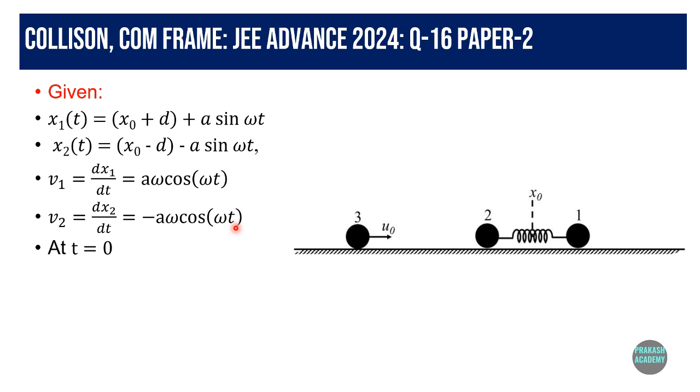So we have to find this at t equals 0. Let us find the velocity at t equals 0. What will be v1? If you put t equals 0, cos 0 is 1, so the velocity is a omega. So v1 equals a omega, and what will be v2? This is 1, so v2 will be minus a omega.